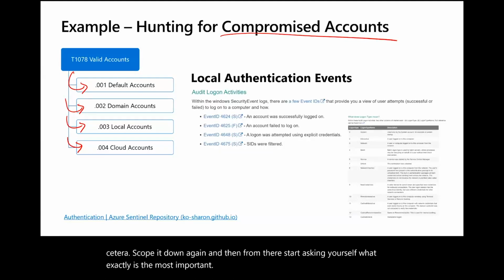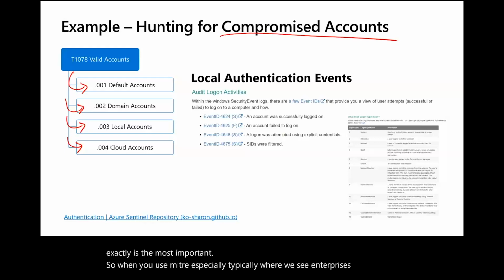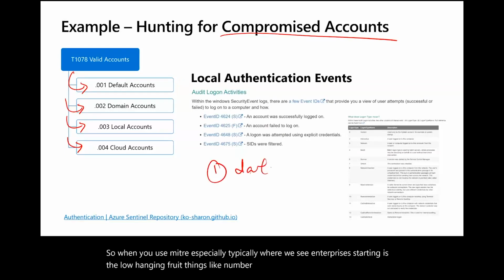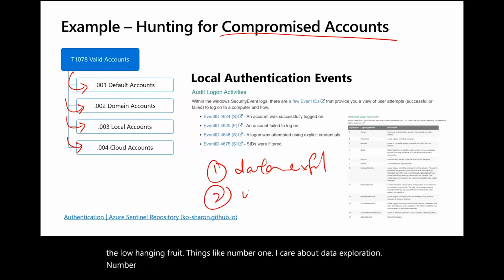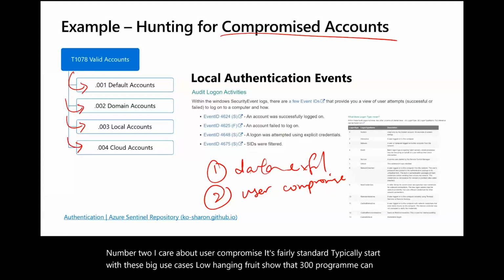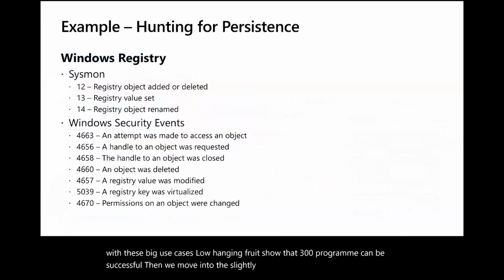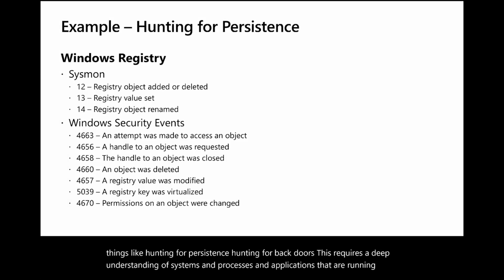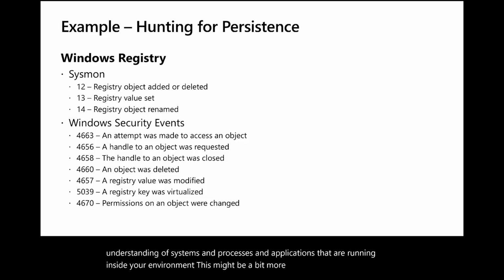So when you use MITRE especially, typically where we see enterprises starting is the low-hanging fruits. Things like, number one, I care about data exfiltration. Number two, I care about user compromise. It's fairly standard. Typically, we start with these big use cases, low-hanging fruit, to show that the threat hunting program can be successful. Then we move into the slightly more complex and data-intensive things like hunting for persistence, hunting for backdoors. This requires a deep understanding of systems and processes and applications that are running inside your environment. This might be a bit more daunting. Network, I'm not even mentioning. That one is fourth tier. If you have time and resources to look through and scan your network, that's great.